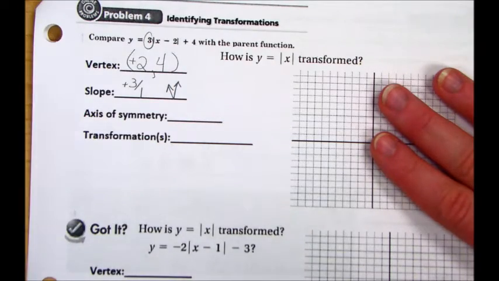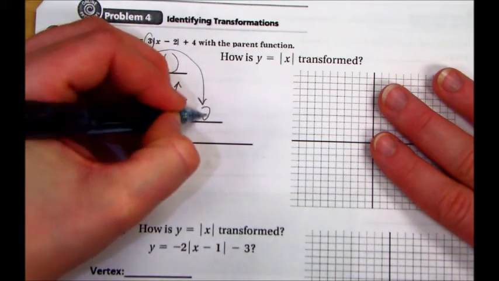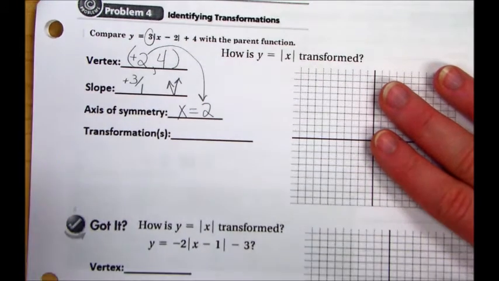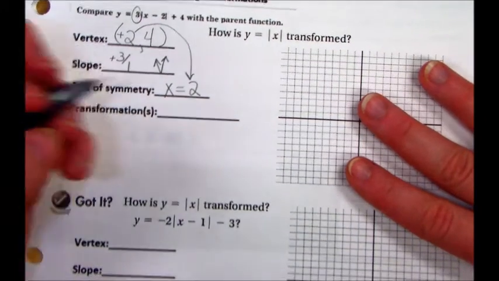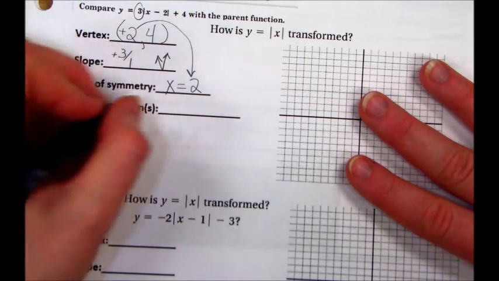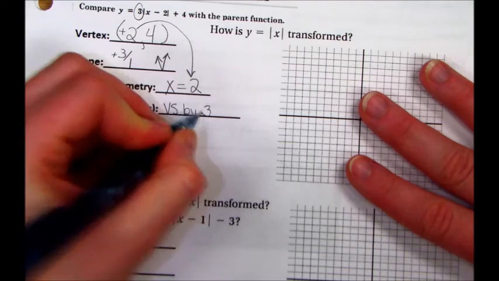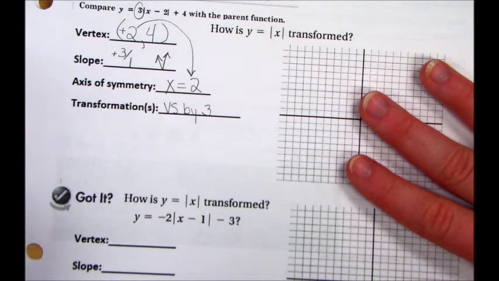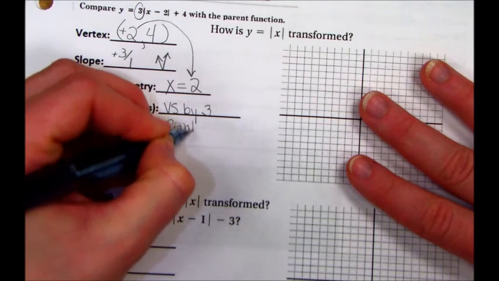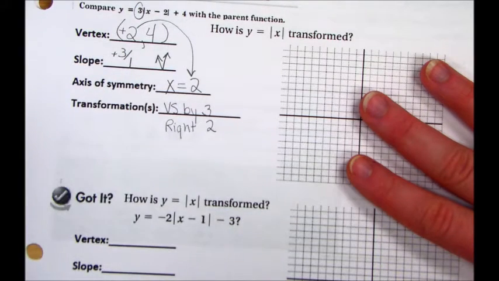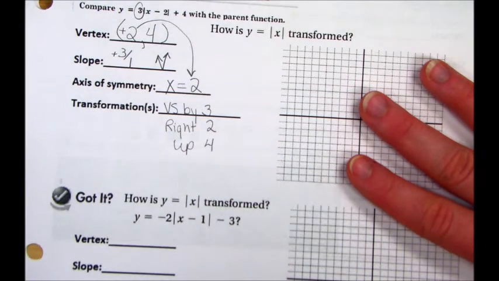The axis of symmetry is x equals, drop down that x value from your vertex, 2. Remember, that's the line the graph is going to fold around. The transformations. Let's talk about what the 3 out front does. All right, so the 3 out front is going to vertically stretch it by 3 because it's being multiplied by 3. The minus 2 on the inside moves it to the right 2 units. The plus 4 in the back moves it up 4 units.